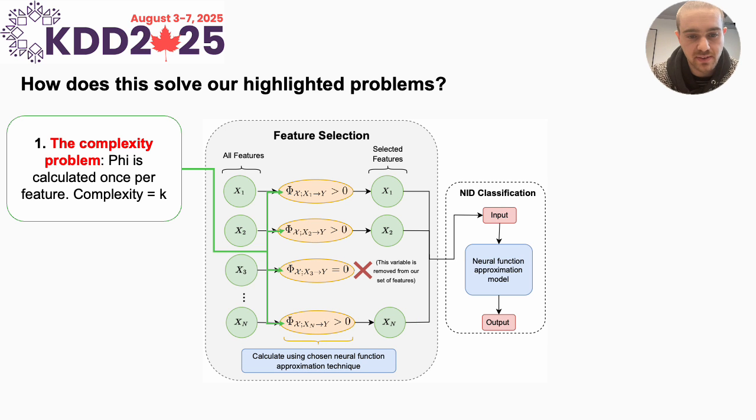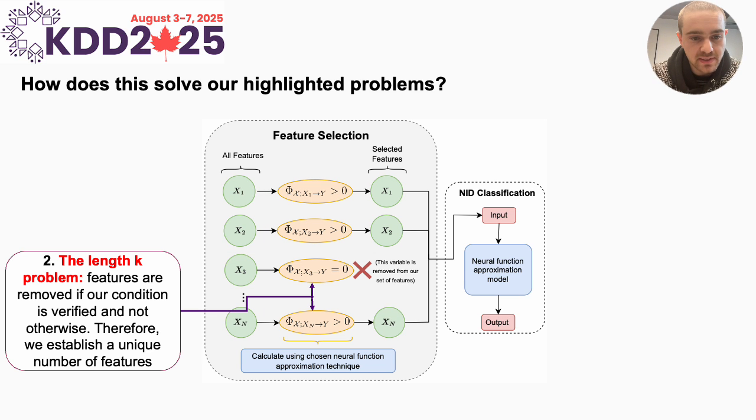Firstly and simply, phi is calculated once per feature, and therefore the complexity is linear in time. Secondly, a feature is included if phi is verified and not otherwise. Therefore, features are included based on those already selected, rather than features just being included up to a predetermined value.